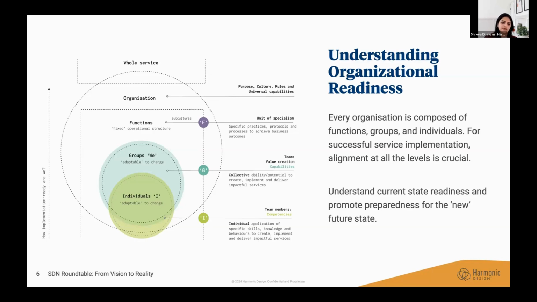Implementing a whole service mindset not only involves aligning diverse mindsets that exist at each of these different levels across this organizational structure, at the function level, group level, and the individual level.